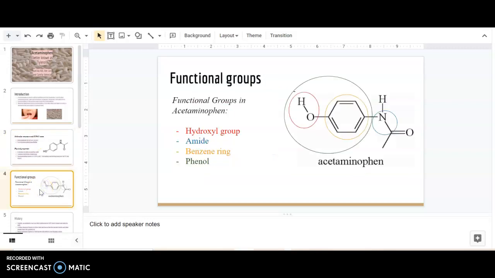The functional groups of acetaminophen are the hydroxyl group, which is circled in red, the amide group, which is circled in blue, the benzene ring, which is circled in orange, and the phenol group, which consists of the hydroxyl group and the benzene ring.